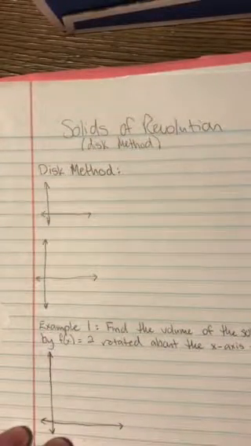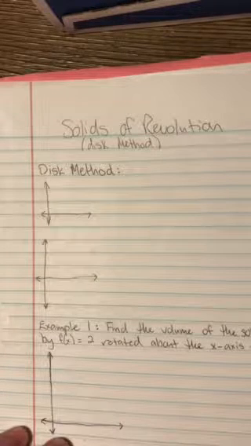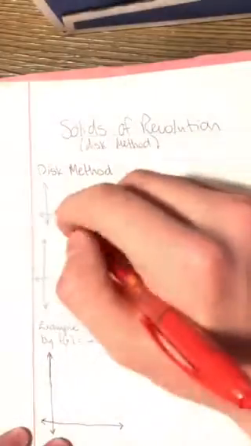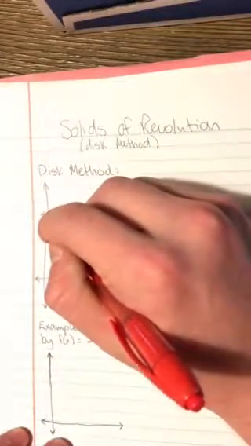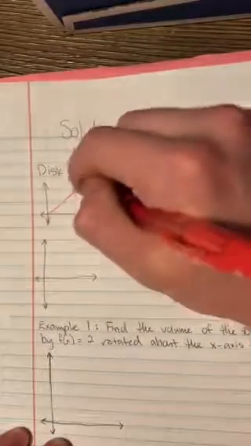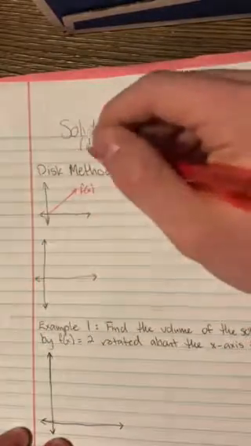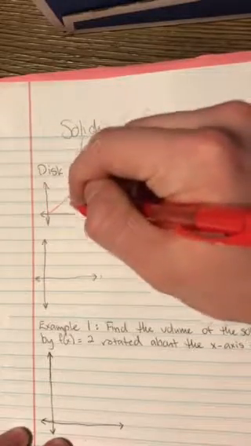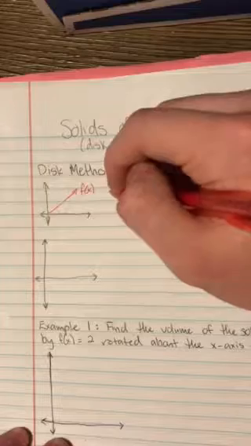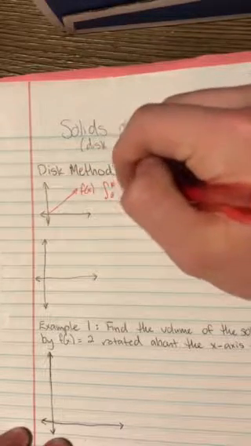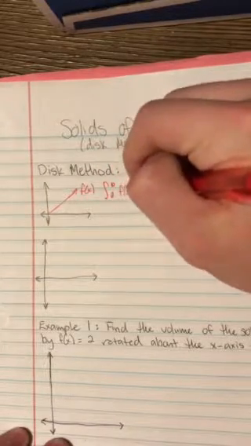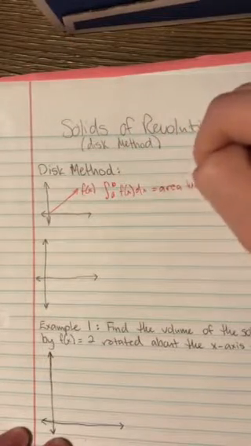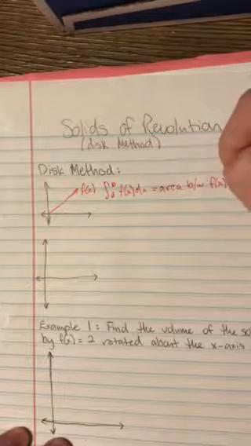Alright, so we're going to be learning about the solids of revolution, or the disk method today. So basically, if you have a line like f of x here, to find the area between it and the x-axis on a set interval, you would set up an integral from a to b of f of x dx, and that's the area between f of x and the x-axis.